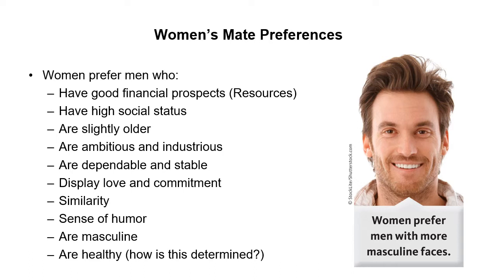Why is healthy important? Well, the person that's healthier is more likely to live longer, but also this is reproduction we're talking about. So healthy means that they will pass on their genes for health to their offspring, to their children.